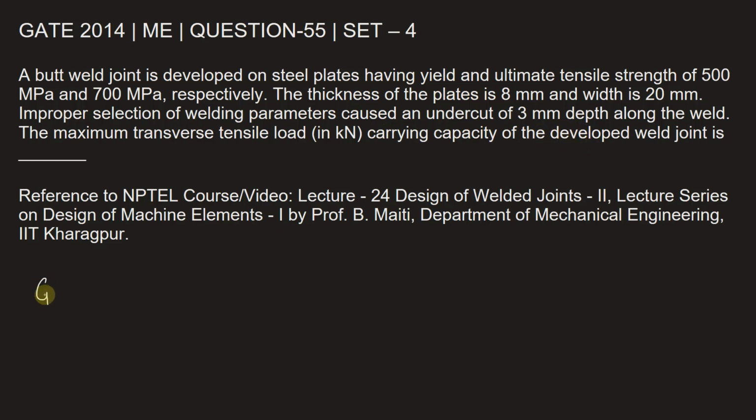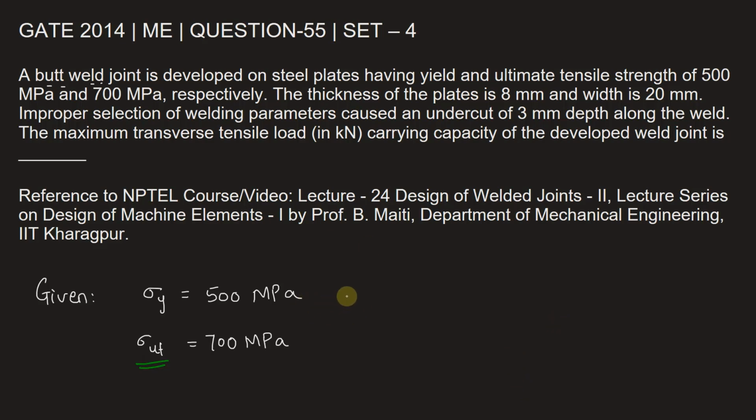Let's write the given things. So it is given that yield strength of steel is 500 megapascal and its ultimate strength is 700 megapascal. We can write sigma y is 500 megapascal and sigma ut, ultimate tensile strength, is 700 megapascal. We have to design a butt weld joint. It should be known that butt weld joint is to be designed for ultimate strength. It is not designed for yield strength because the criteria of strength is taken into account, not of serviceability.